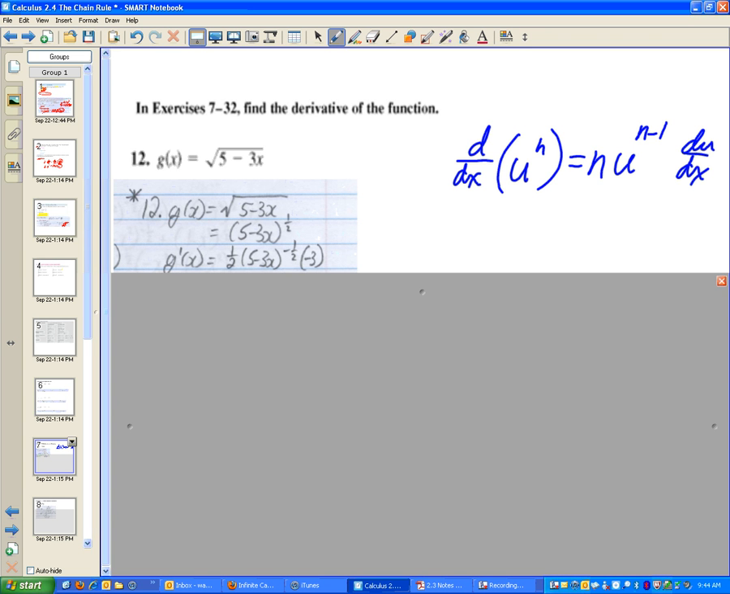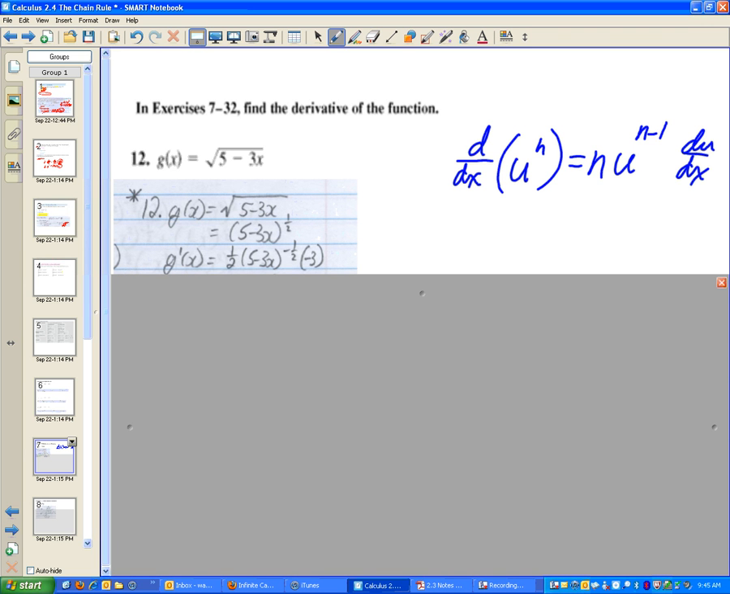So, exponent times coefficient. So, 1/2 times 1 is 1/2. U, 5 minus 3x, subtract 1 from the original exponent, 1/2 minus 1 is negative 1/2, times the derivative of u. Now, we never wrote out u equals 5 minus 3x, but doesn't u equal 5 minus 3x? So the derivative of 5 minus 3x is negative 3. So as we've done so often, we had the one step of calculus, and now we just try to simplify our answer. So, and I'm going to try to do this in one step. See if you can follow me.